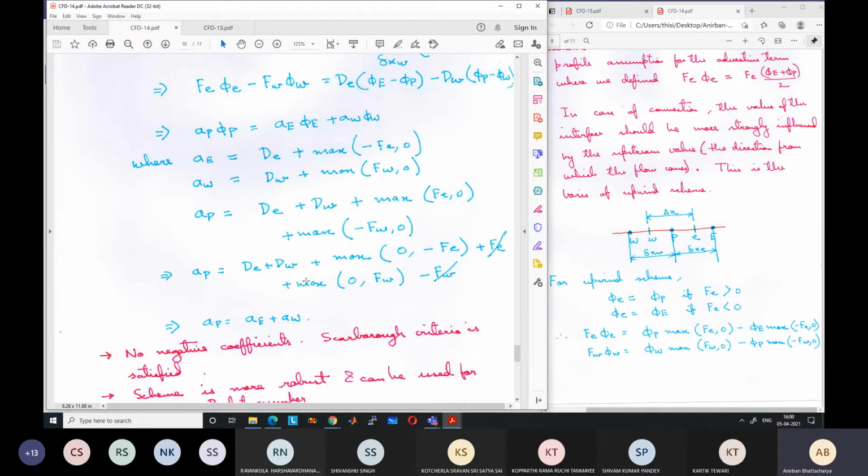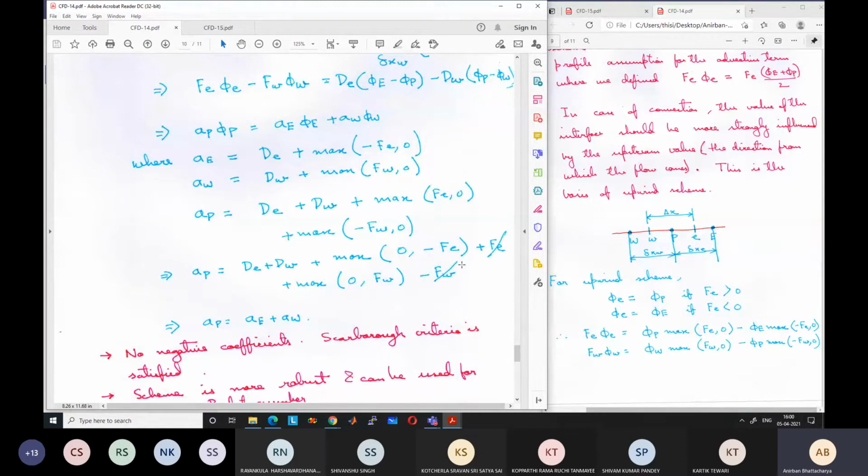Similarly, we can rewrite this maximum of minus Fw comma 0 as, if you add one Fw here, it will become maximum of 0 and Fw, and let us subtract that Fw. So by adding one Fw inside this maximum and subtracting it outside, you will obtain maximum of 0 comma Fw minus Fw. By rewriting this, we find that this Fe minus Fw anyway is equal to 0 by the continuity equation.